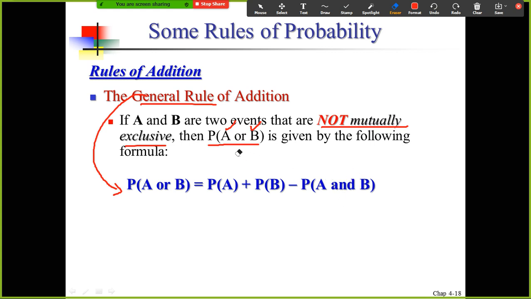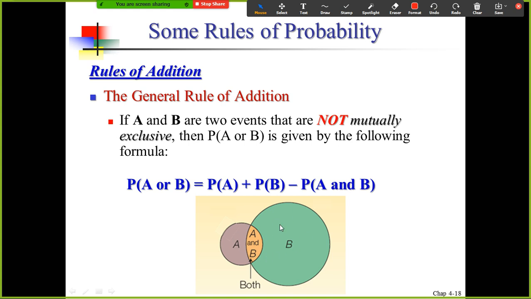Okay, but why do we need to subtract? Why do we need to take the probability of A and B away? Because we want to find the probability of A or B. A or B, where or means plus.